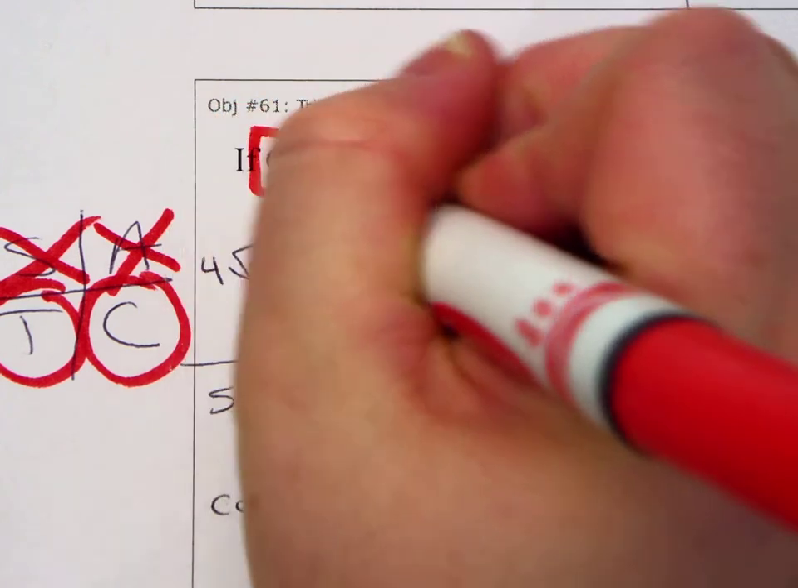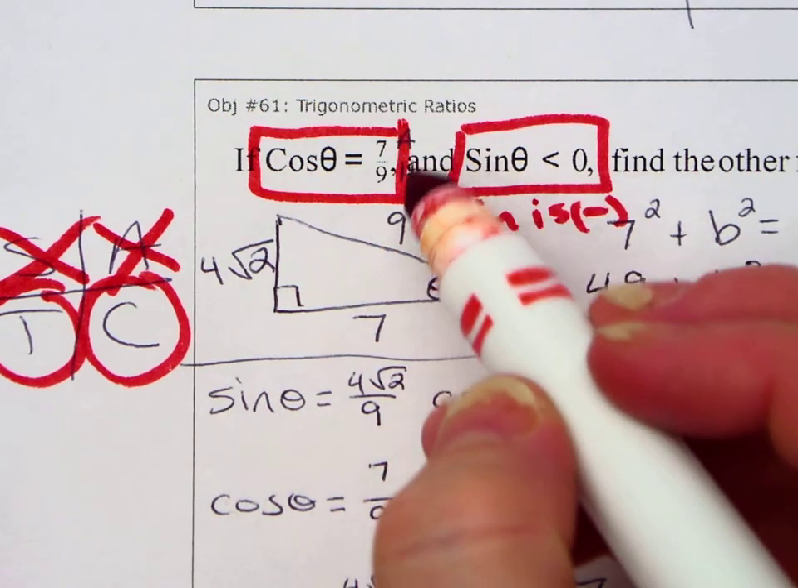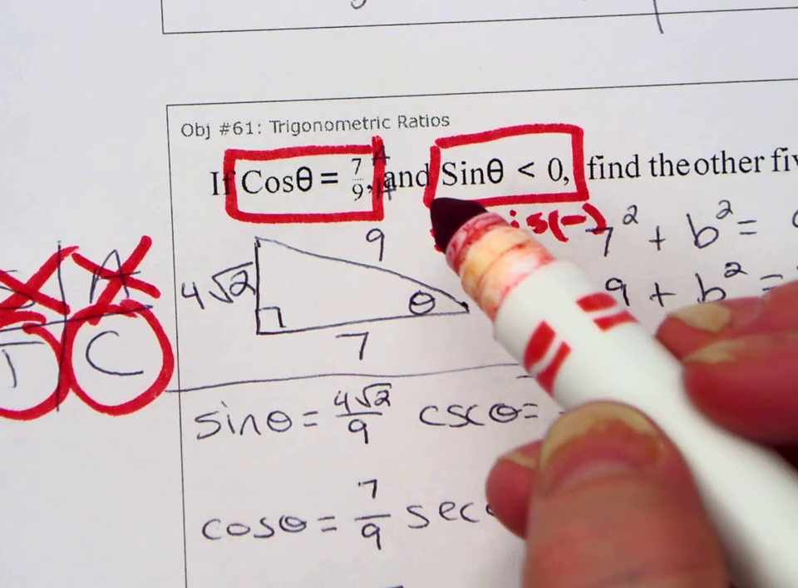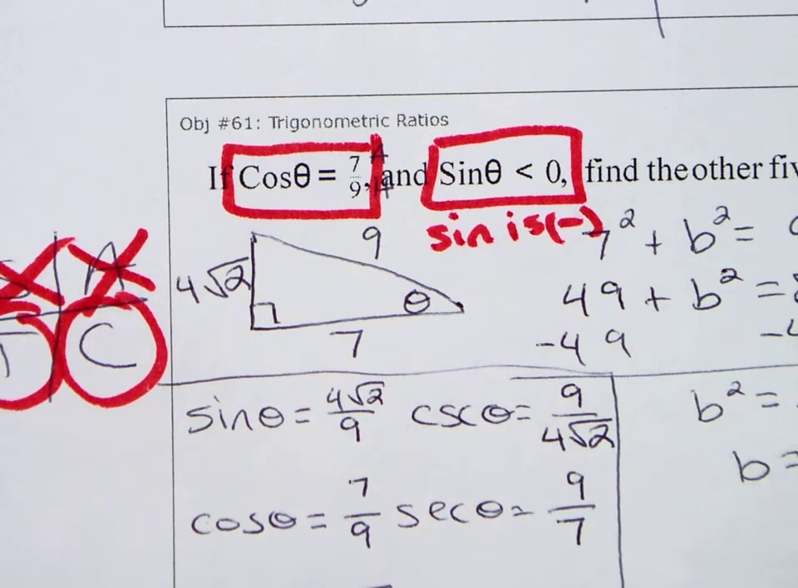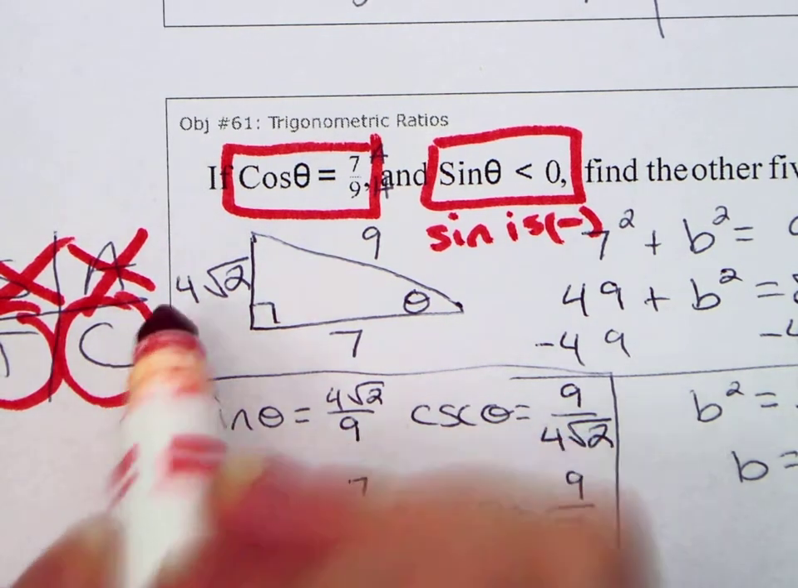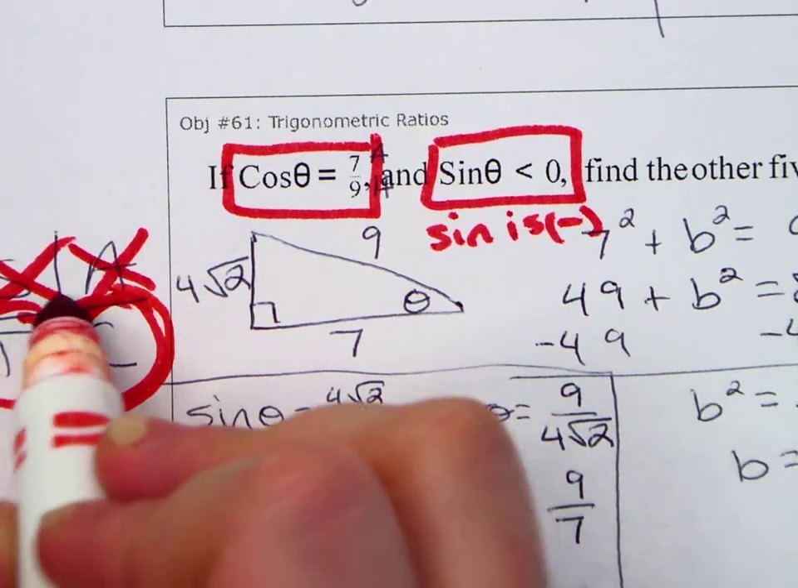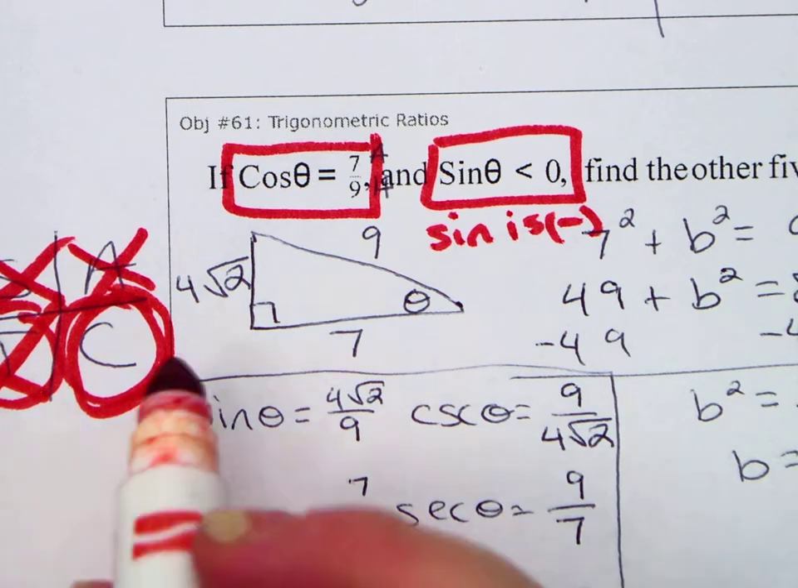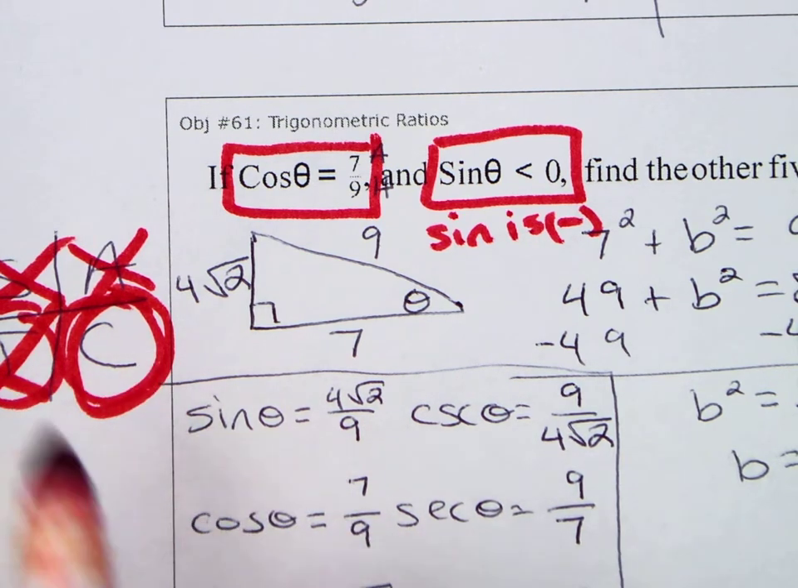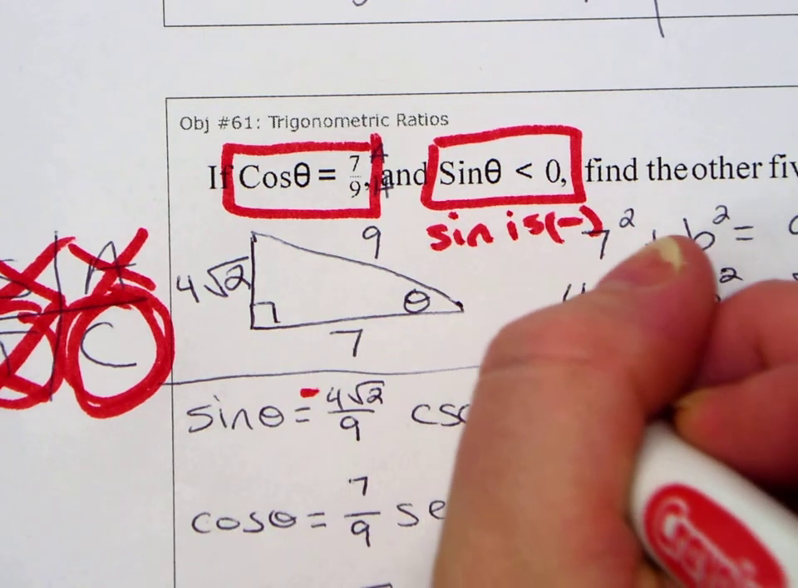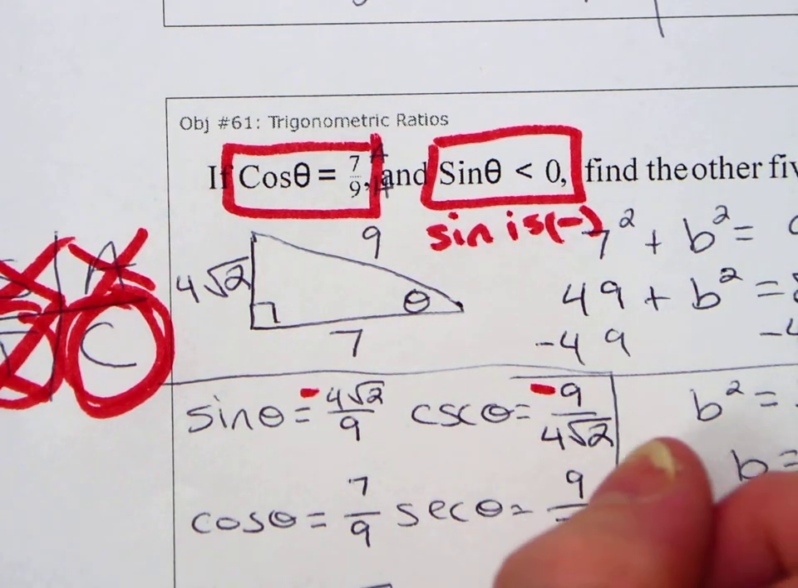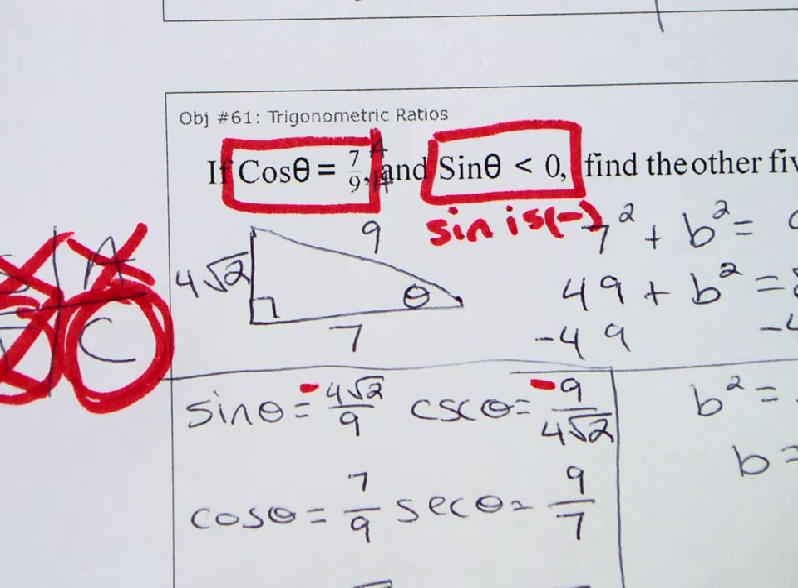Cosine is 7 over 9. Is 7 over 9 positive or negative? It's positive. So we're in, where is cosine positive? Quadrant 4. So we're not in 3, we have to be in 4. So that means my sine is negative and my tan is negative. All right? And that's the answer.